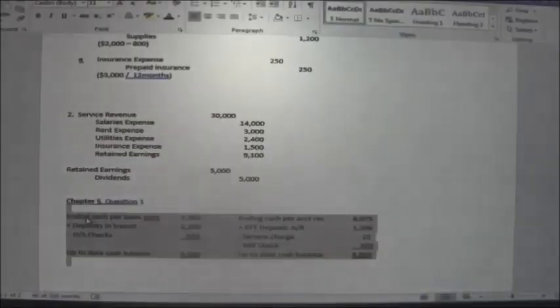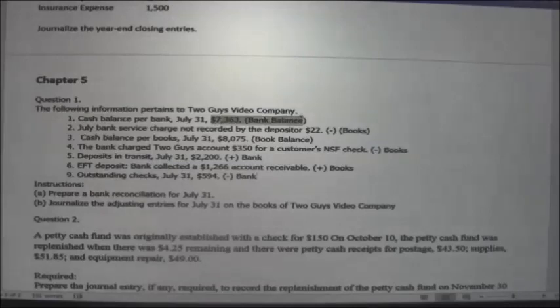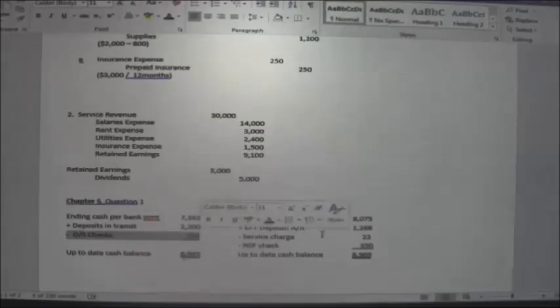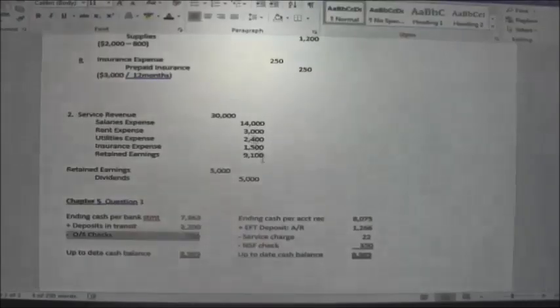And this is all you do. What we do here is create a worksheet. We put our bank information on one side, put our book information on the other side, and we even them out. So when we start off with the bank statement, 7363, we get from there. And then let's look at the bank adjustments. We add 2200 for the deposit in transit. We subtract the 594 for the outstanding checks. That gives us 8969. We go to the book balance. Book starts off at 8075.